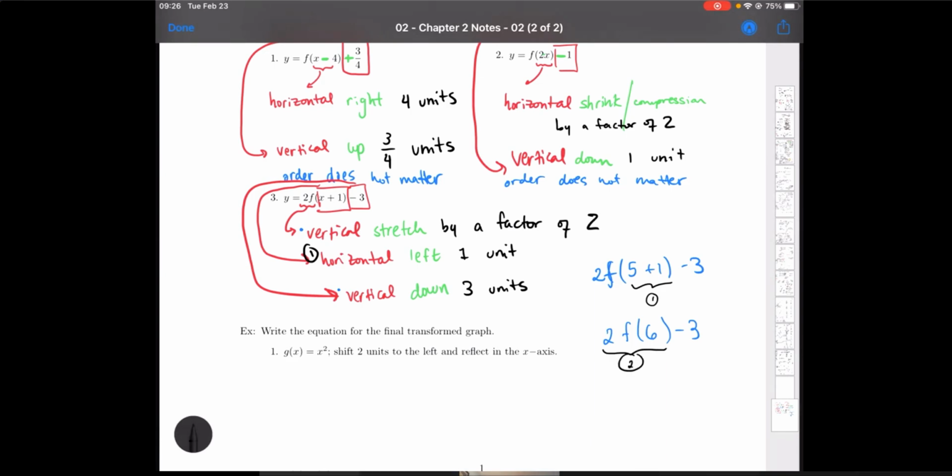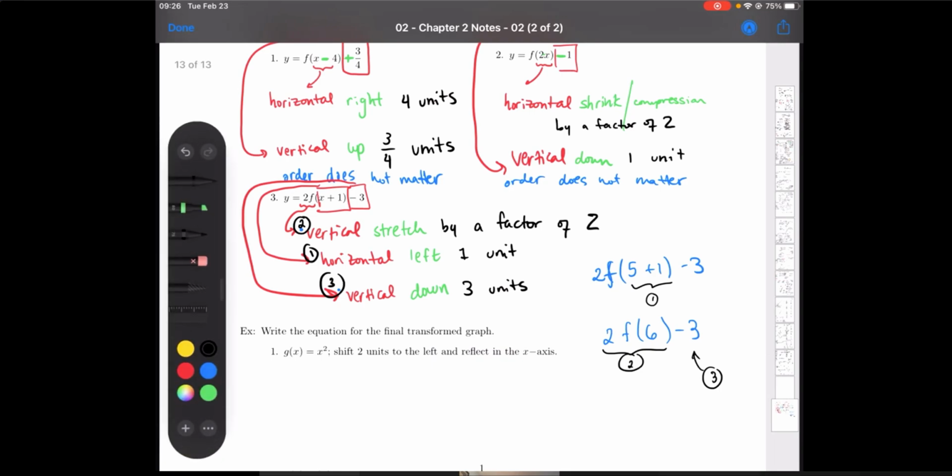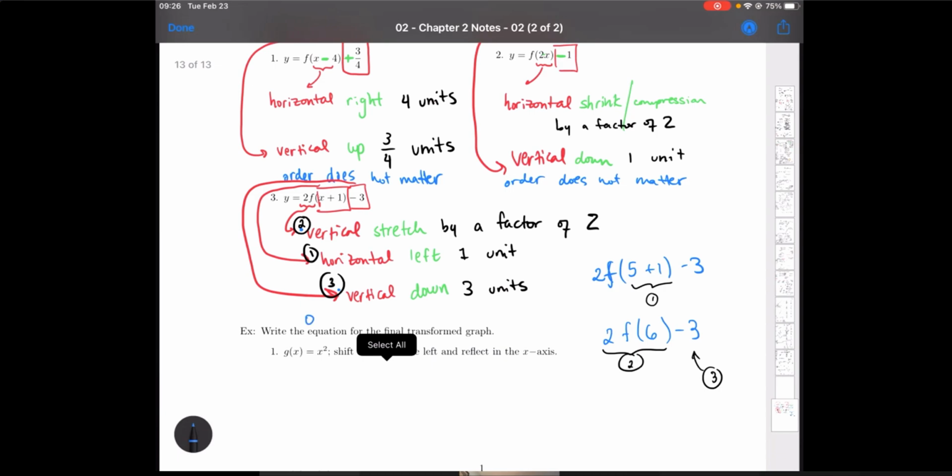So that would be your second step. And that multiply by 2 was our stretch. So that's how you can get the order there. And then once you take care of that multiplication by 2, then you just subtract 3 at the very end. All right, so that would be your third step here. This one you have to be careful about.